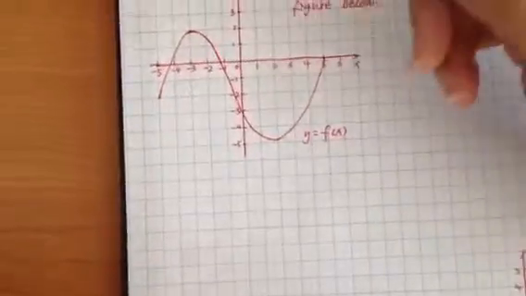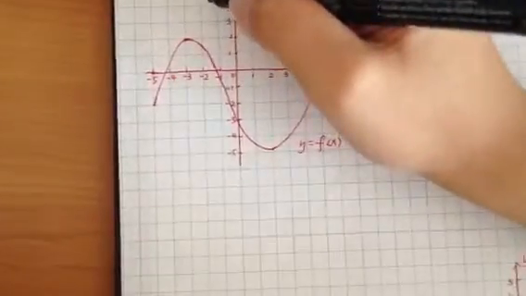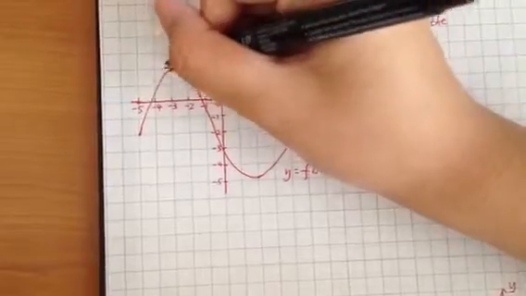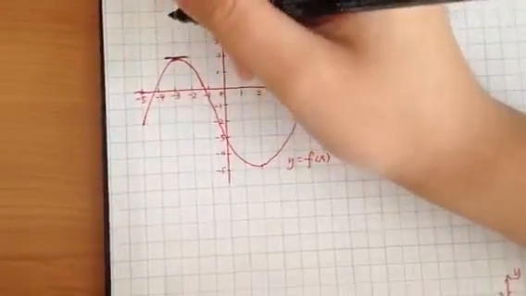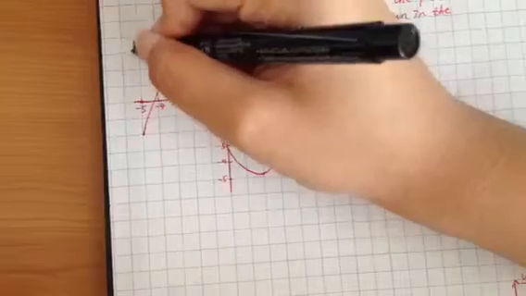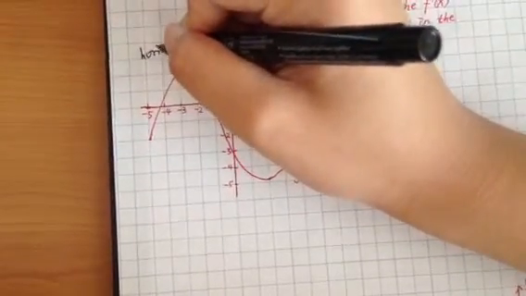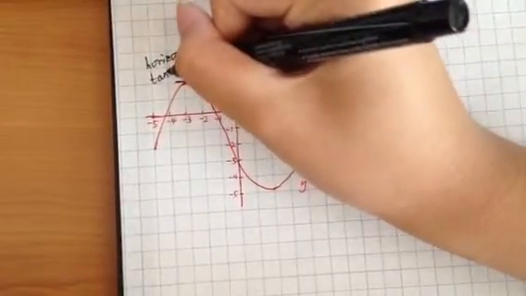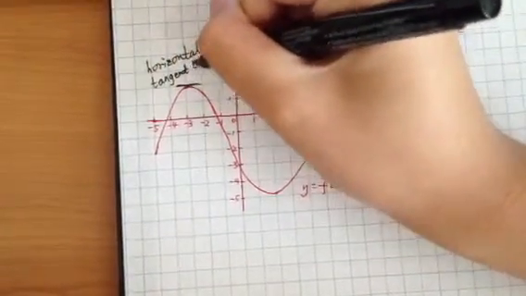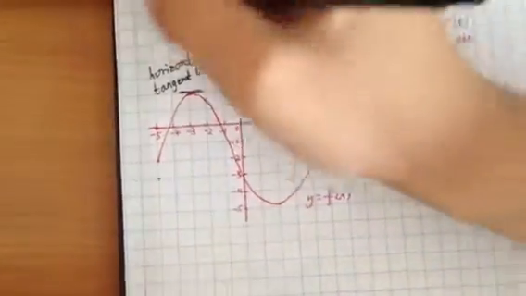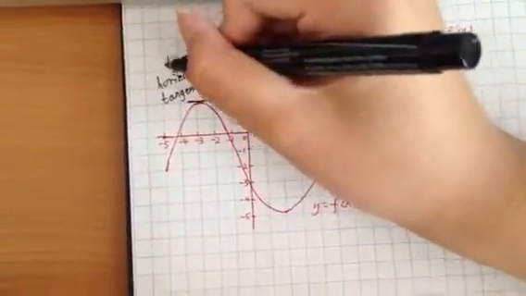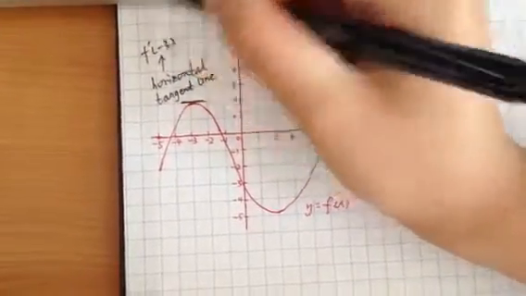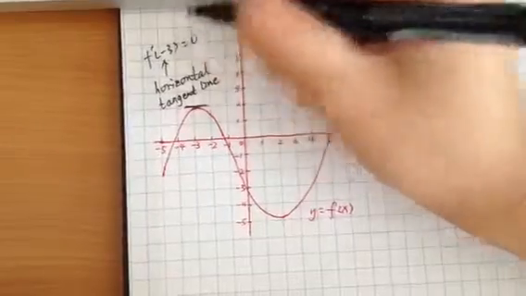of x. We can see that on x equals -3, there's a horizontal tangent line here. That means f prime of -3 equals 0, right?